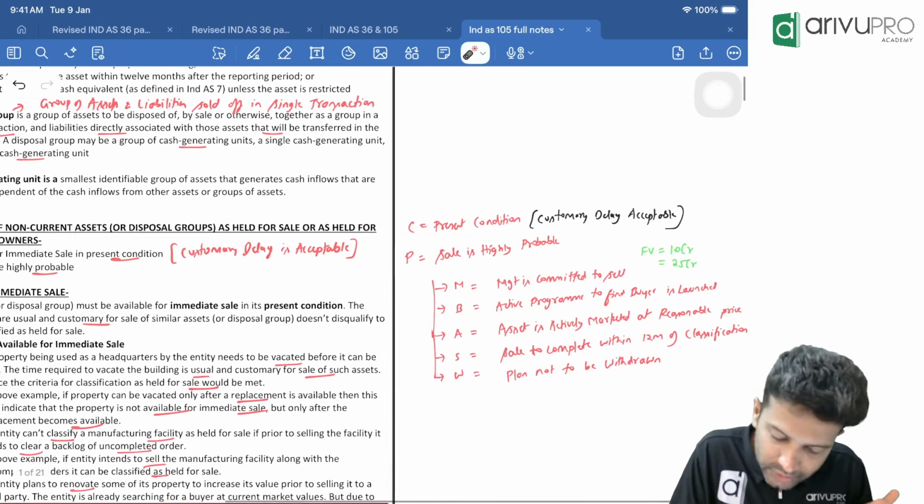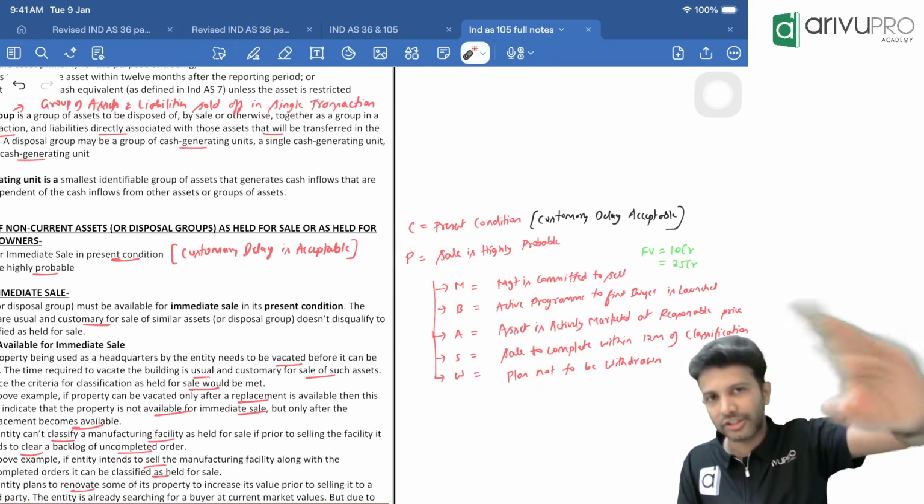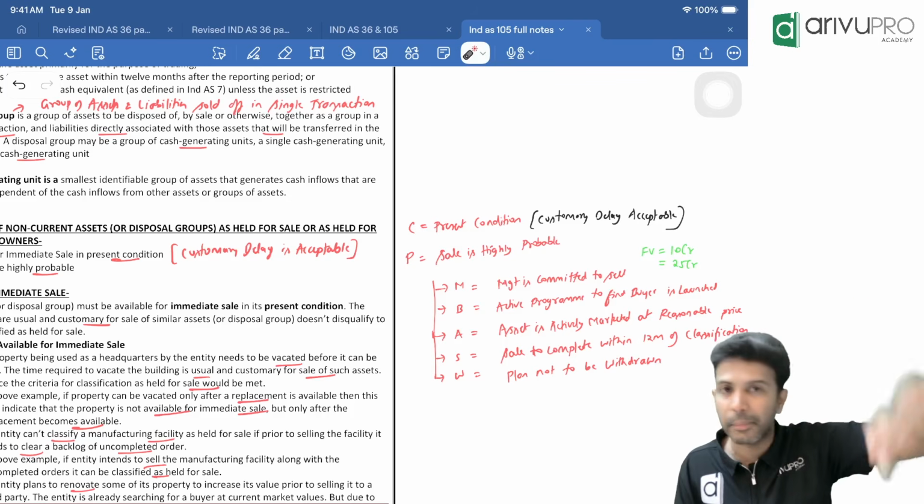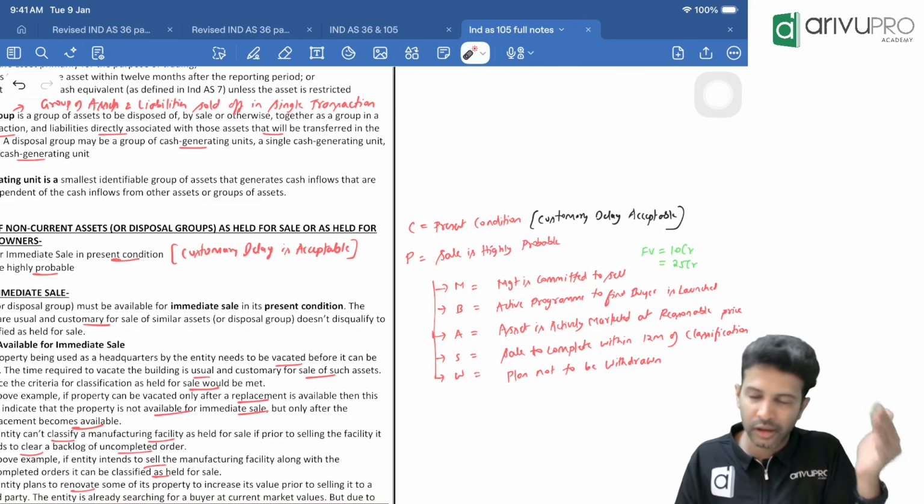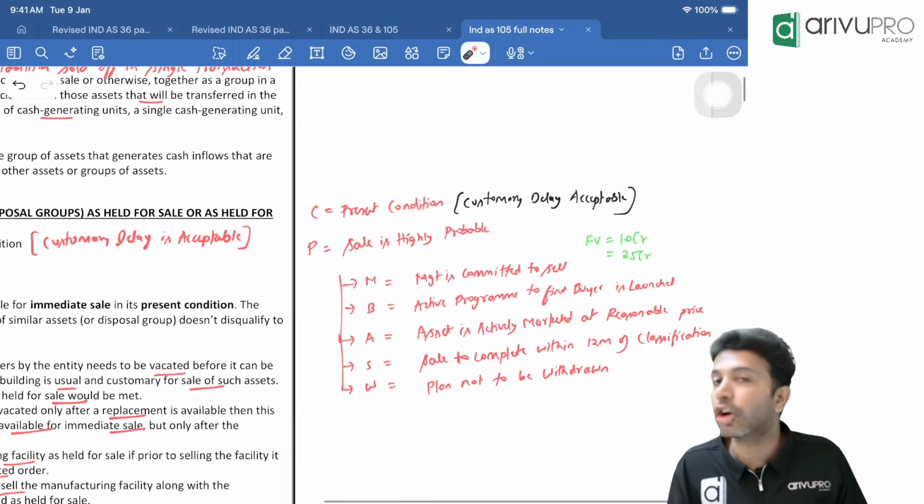In order to prove that the sale is highly probable, we look for 5 more conditions. M, management is committed to sell. B, for active program to find the buyer is launched. A, for asset is actively marketed at reasonable price compared to fair value. S, sale to be completed within 12 months from the date of classification. W, plan not to be withdrawn.